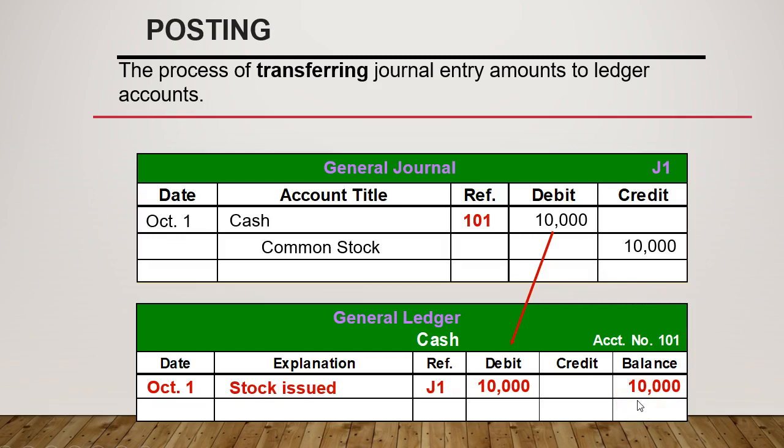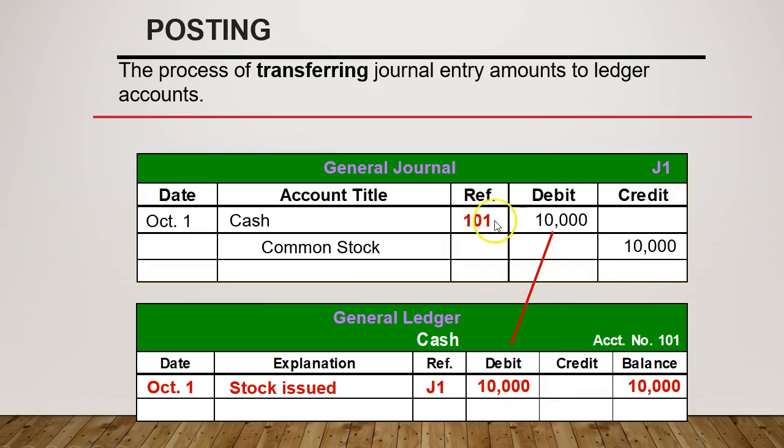Now, once you're done with the posting process, the last step is to go back to your journal and record the account number into the reference column of the journal. So this 101 is the account number assigned to the cash account. When you see this 101 in the reference column of the journal, that lets you know that this 10,000 shown here has been posted to the cash ledger account.